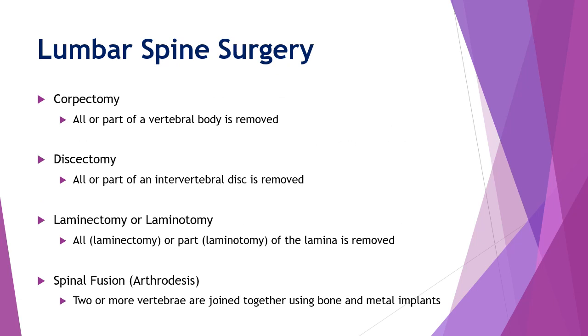Lumbar spine surgery. A corpectomy is when all or part of a vertebral body is removed. A discectomy is when all or part of an intervertebral disc is removed. A laminectomy or laminotomy is when all or part of the lamina is removed. A spinal fusion is when 2 or more vertebrae are joined together using bone and metal implants.